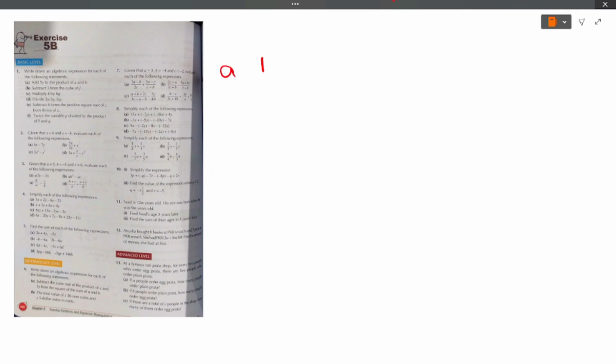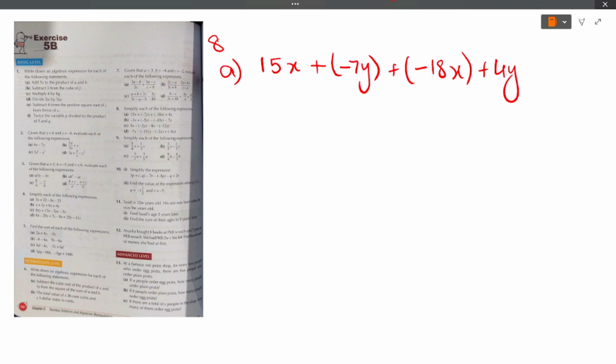First, part A of question 8. Part A is 15x plus into minus 7y plus into minus 18x plus 4y. Now remember the rules: minus minus is plus, plus minus is minus, and plus plus is plus. Remember that rule and look at the board so that you will be able to understand what I am going to do on the board.